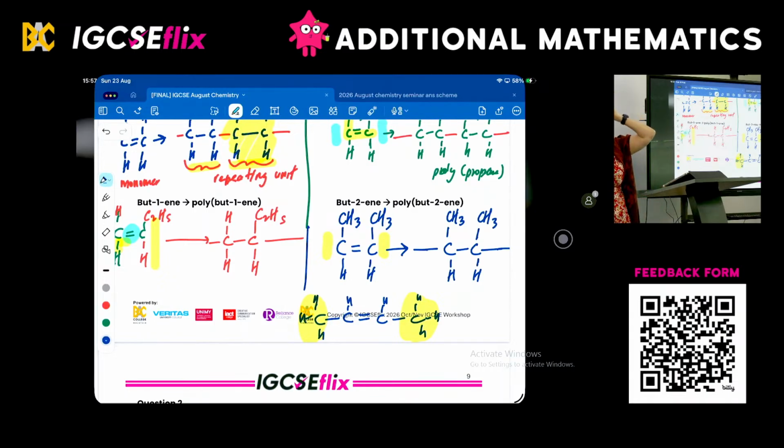This one is only addition. We haven't gotten to condensation yet. We're going to do condensation soon, okay?